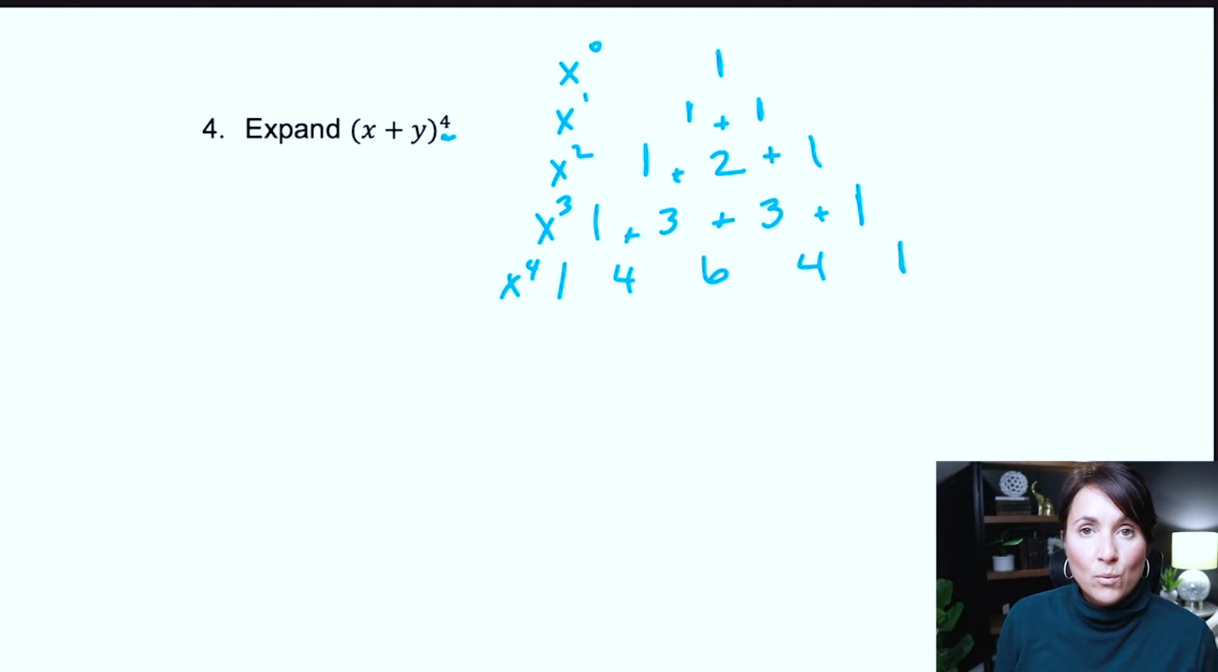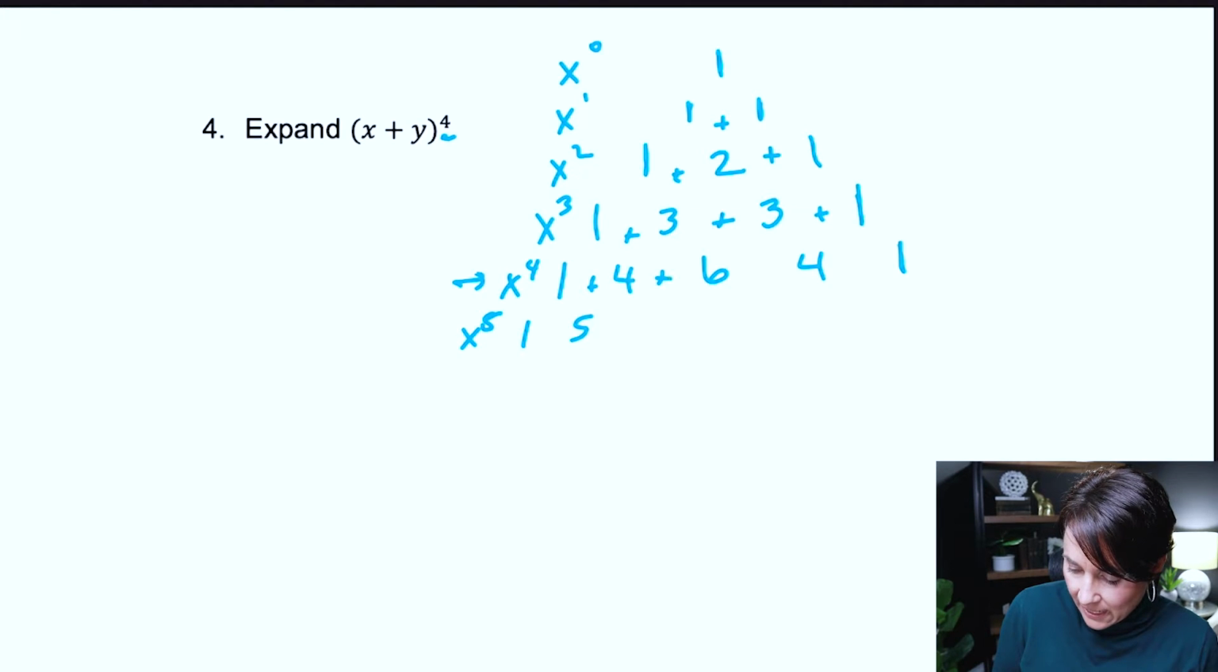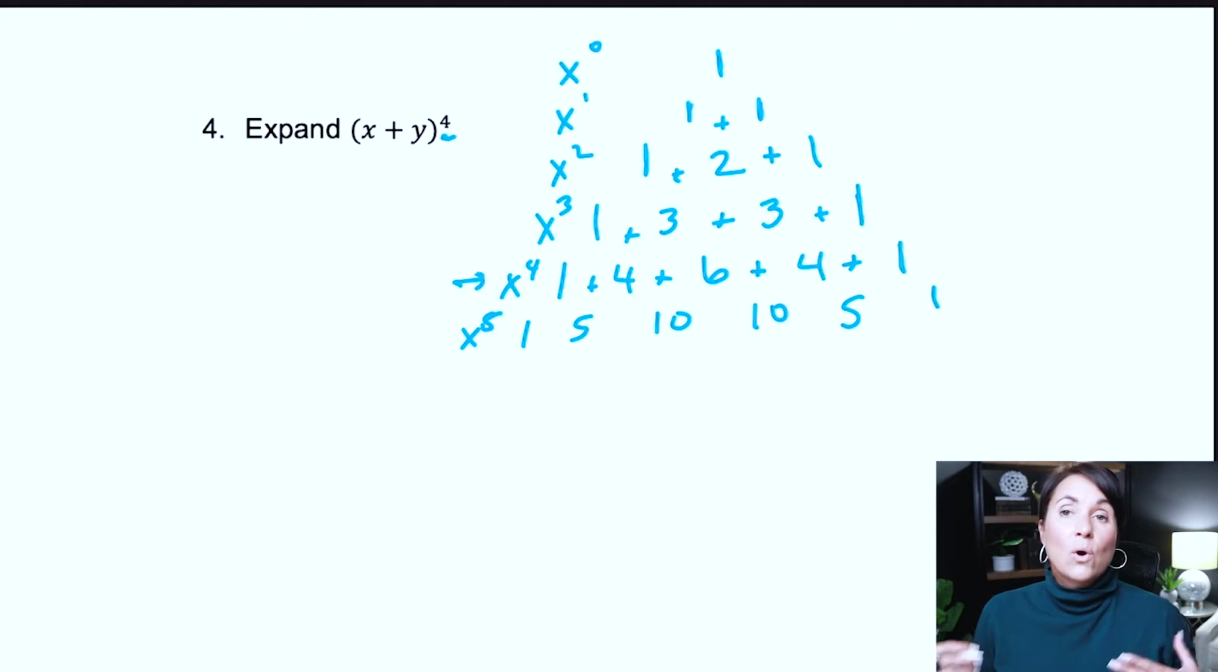And let's just take it out one more time just to get the pattern, even though we only have to go to here. But let's just do one more, x to the fifth. We're going to start with 1. We're going to add this, it's going to be a 5. We're going to add this as a 10. We're going to add this as a 10. We're going to add this as a 5. And we're going to end with a 1. So hopefully you see the pattern there. And this can go on and on and on all the way to infinity.